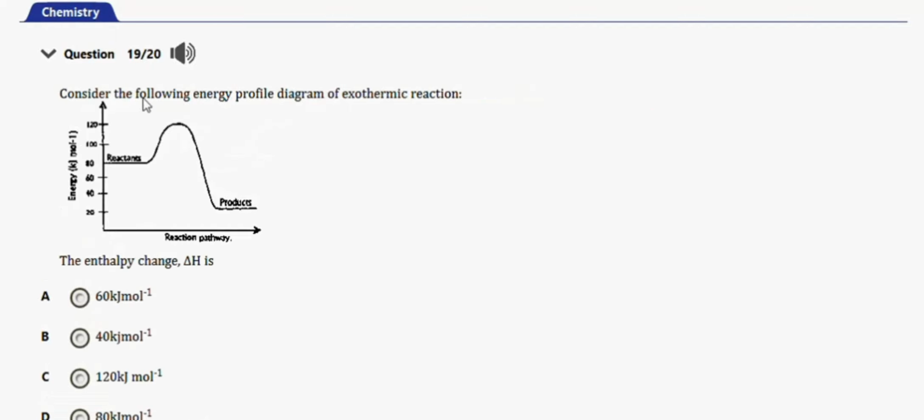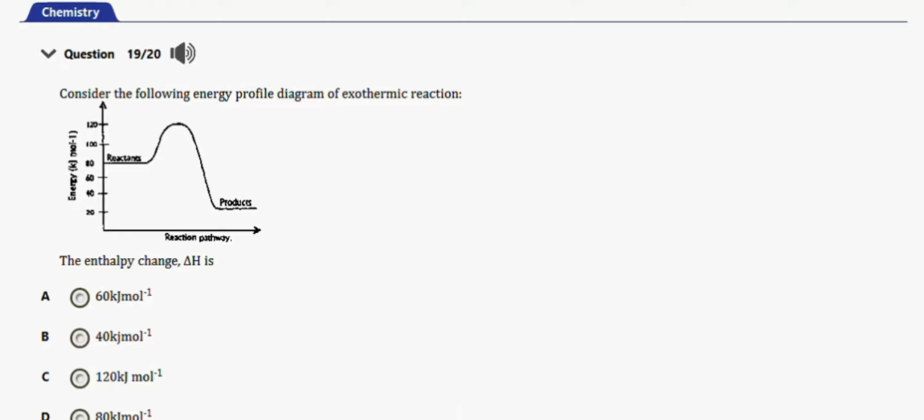It says, consider the following energy profile diagram of the exothermic reaction. The enthalpy change ΔH is, so guys, the enthalpy change here would be, our product value is 20, our reactant value is 80. So what you're going to do is 20 minus 80, you're going to have minus 60 kilojoule per mole. So the right answer is option A. This is meant to be minus 60 and not 60. It's meant to be a negative value since it's exothermic. Alright, so just a slight error in sign convention, but the answer is A.